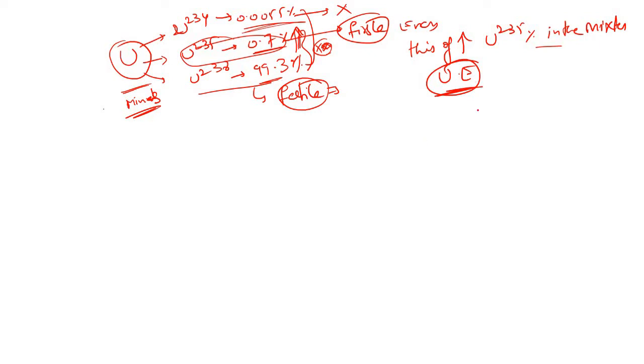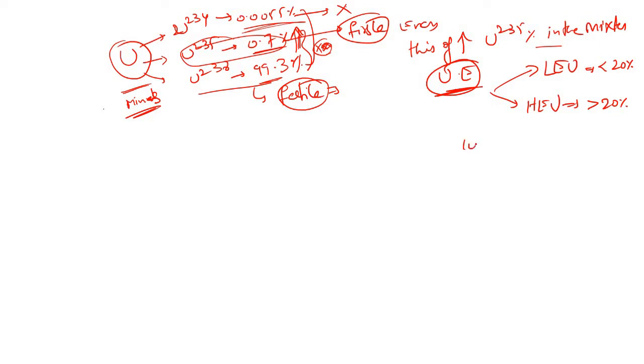Based on uranium enrichment we have two types: low enriched uranium and high enriched uranium. Low enriched uranium means the enrichment is less than 20%, and high enriched uranium means the enrichment is greater than 20%.